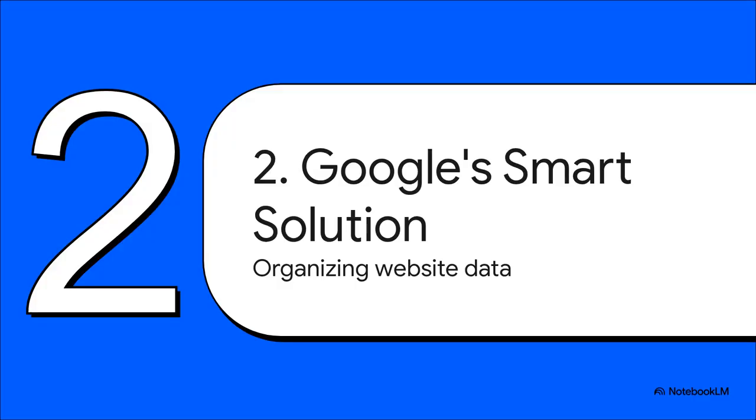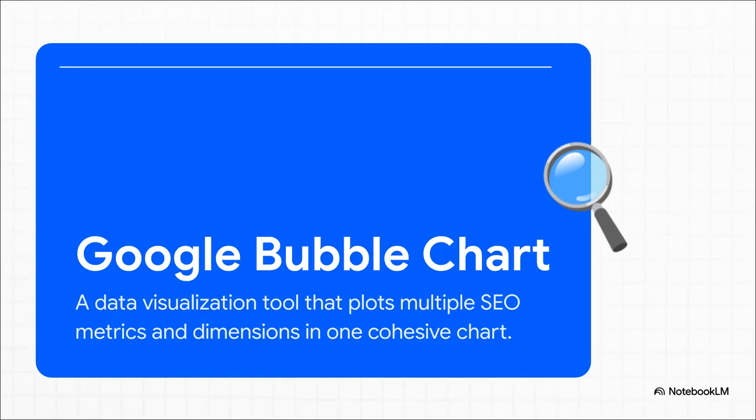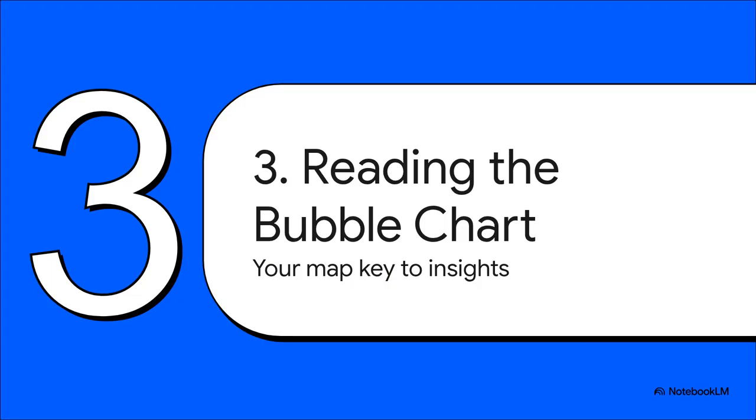You know, the folks at Google are absolute masters of organizing information, and they've actually applied that same genius logic to our own website performance data. Let's take a look at their elegant solution. And here it is, the Google Bubble Chart. Basically, it's a data visualization tool that takes all those separate metrics we were just talking about and plots them in a single cohesive chart. It's designed to help you see the relationships and patterns in your data way more effectively. It's a game changer. So, how do we actually use this thing?